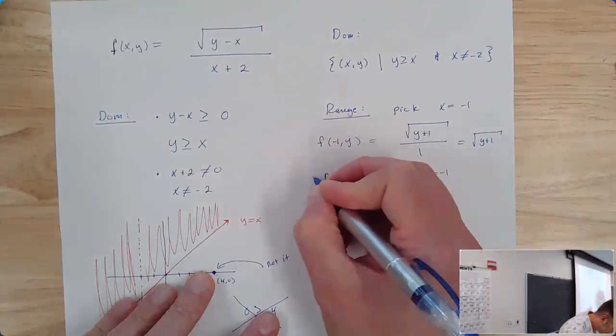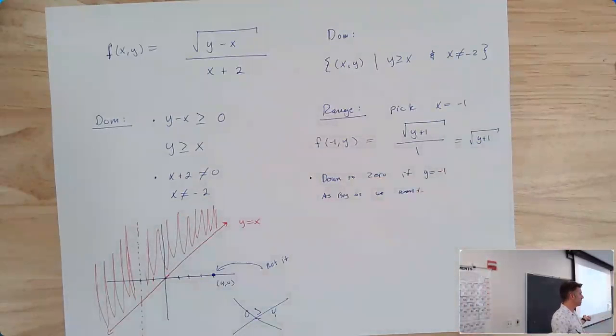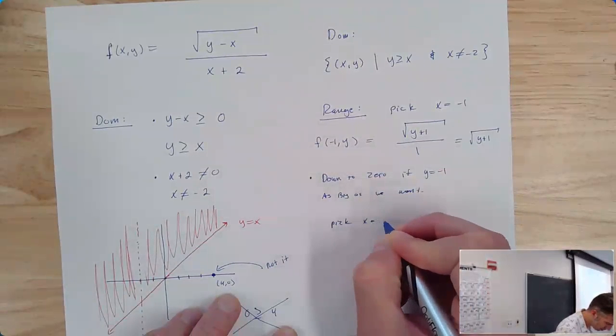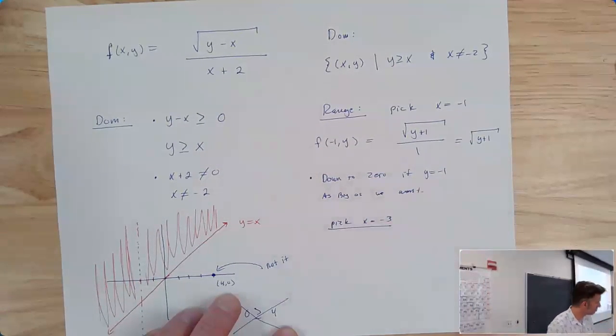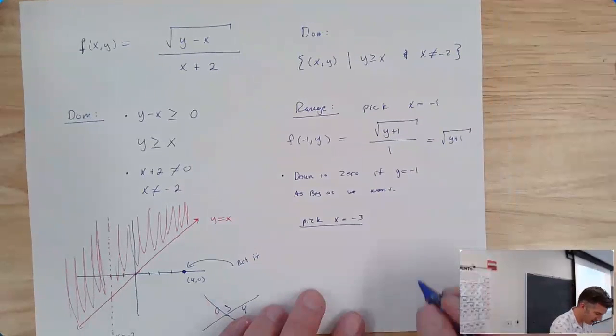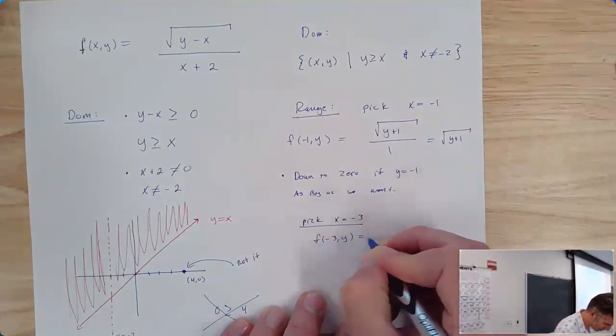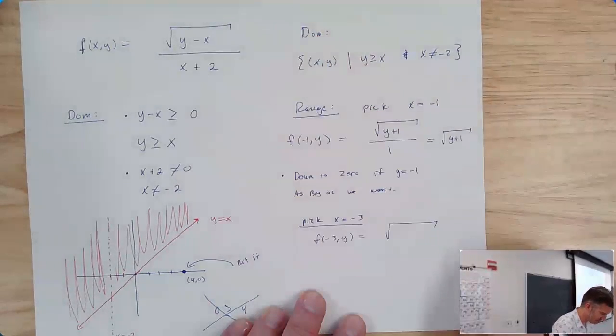Okay. But what about negative numbers? So now I'm going to go back and pick a different value for x. I'm going to pick x equal to -3. Then if I do that, I'm going to have f of -3 comma y equal to the square root of y minus -3.